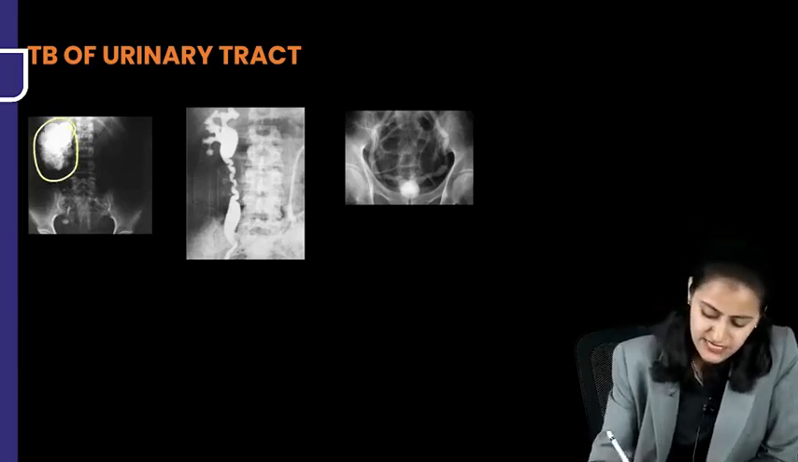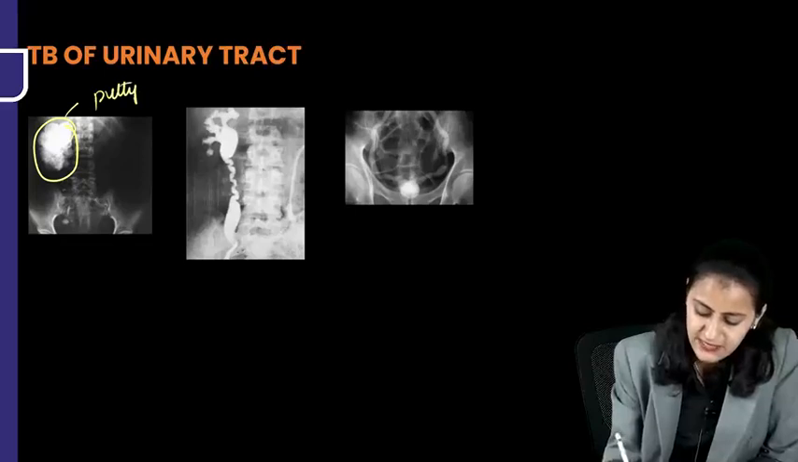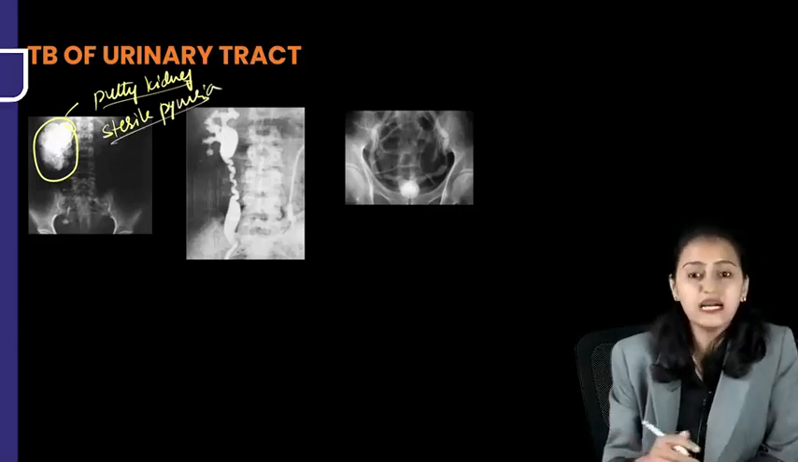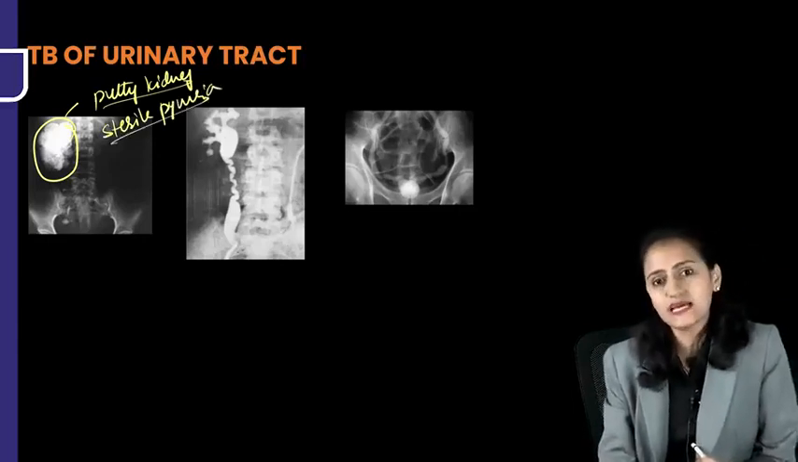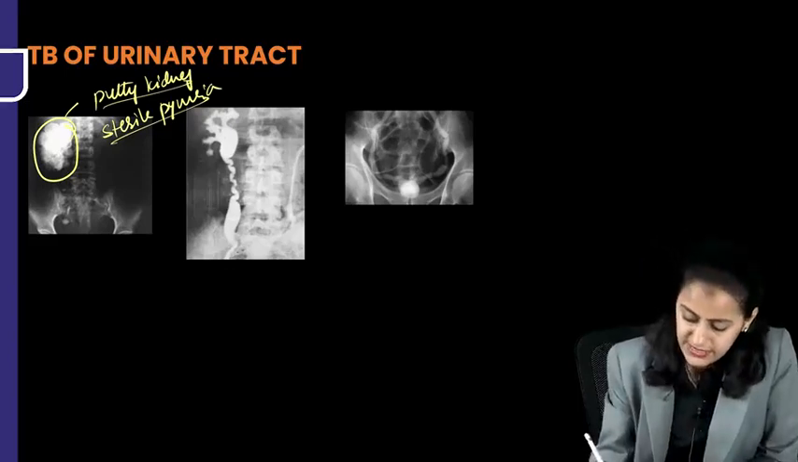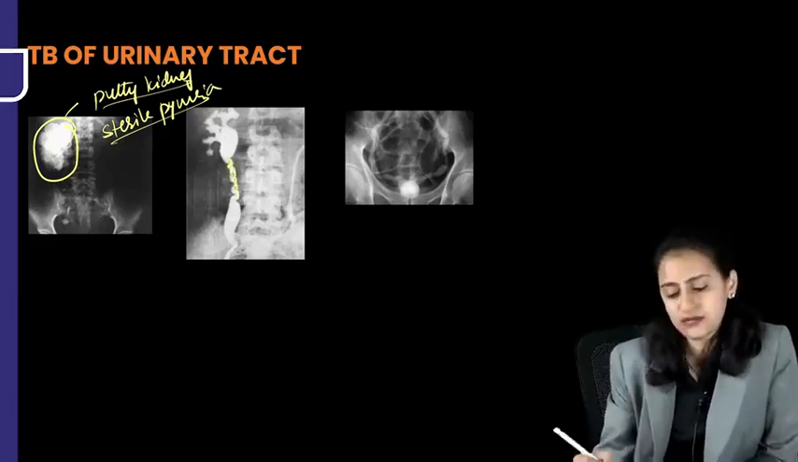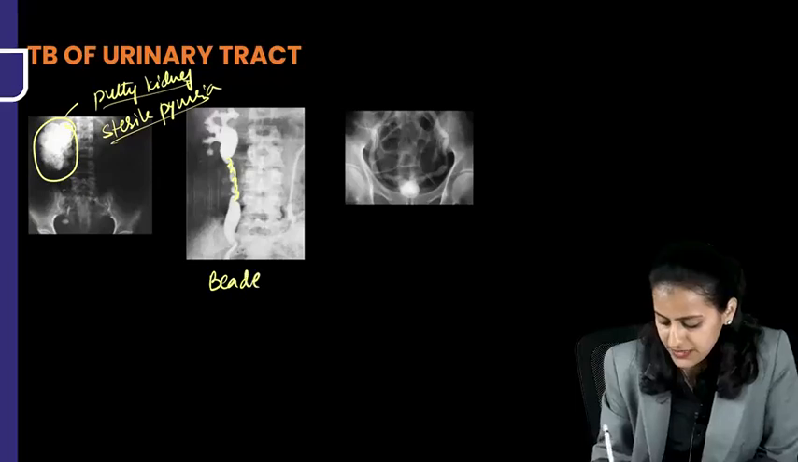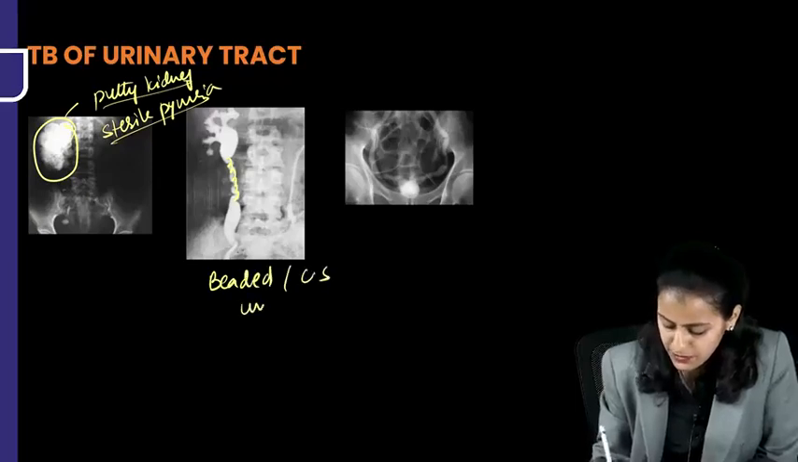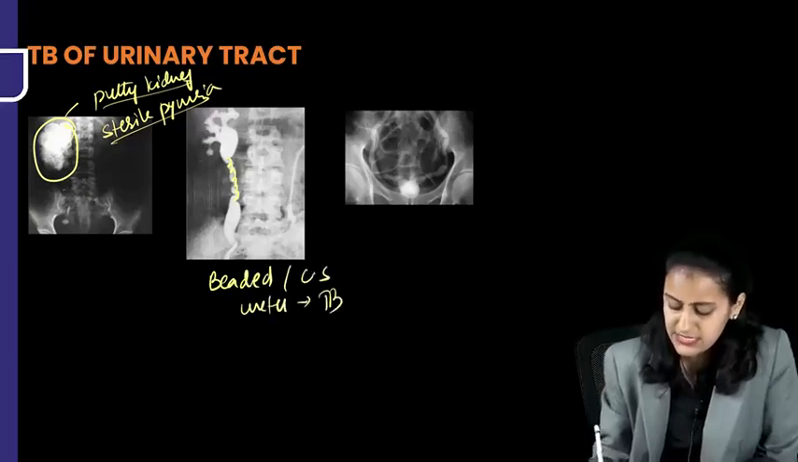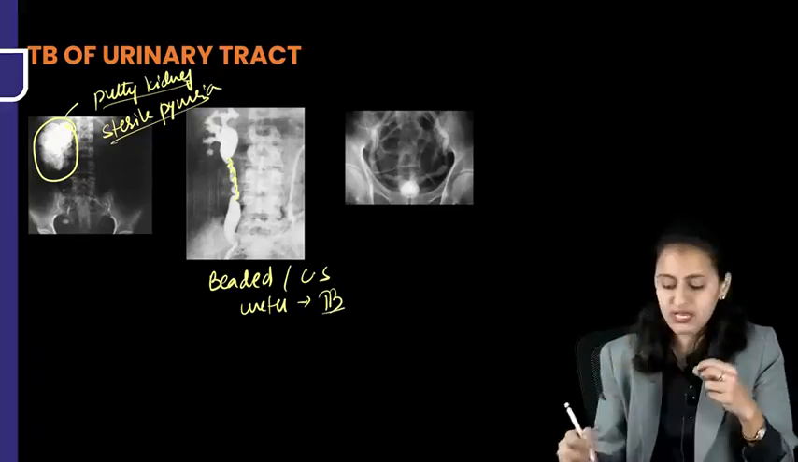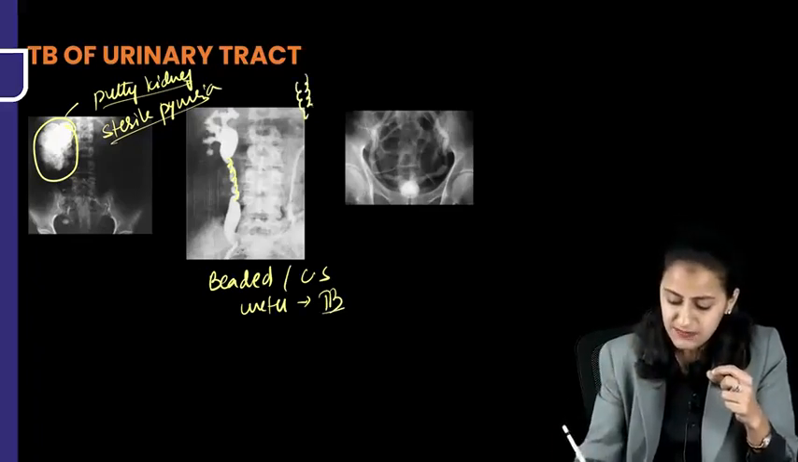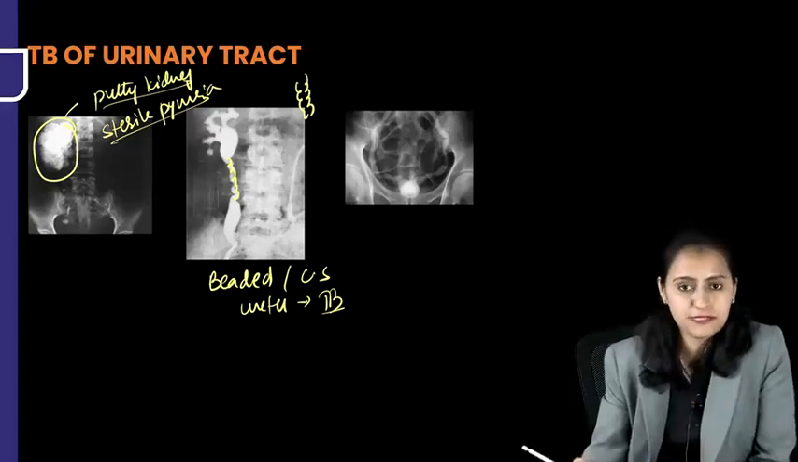First one that we have seen, the calcified kidney, that is the putty kidney. The history that is generally given here is sterile pyuria. Sterile pyuria supports the diagnosis of TB. This is the beaded or the corkscrew appearance of the ureter. The beaded or the corkscrew appearance of the ureter, which is seen in TB. Because of the multiple strictures, the ureter gives the beaded appearance.